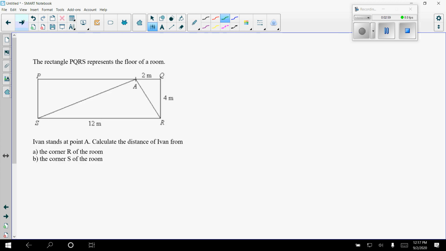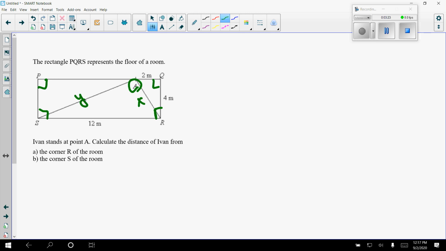Okay. Example number 2, the rectangle PQRS. So again, it's a rectangle, so that tells me right away all of those are right angles. It represents the floor of a room. Ivan stands at point A, right there. Calculate the distance from Ivan to the corner of the room R. We want to know this. And the corner of the room S.